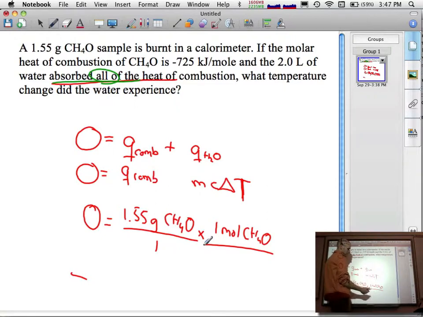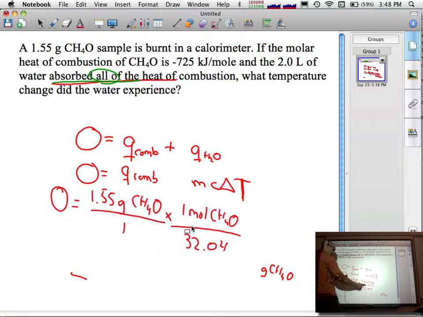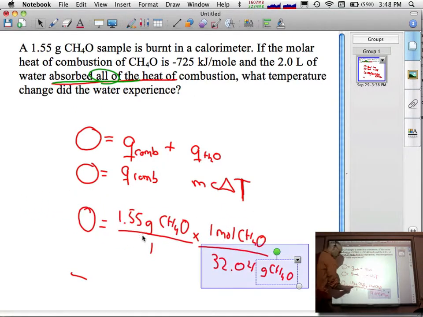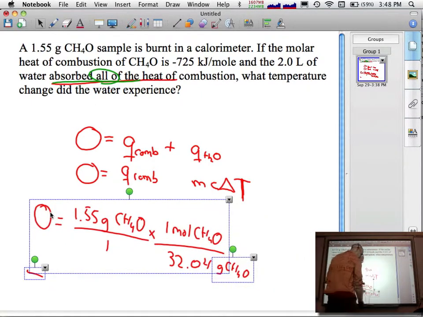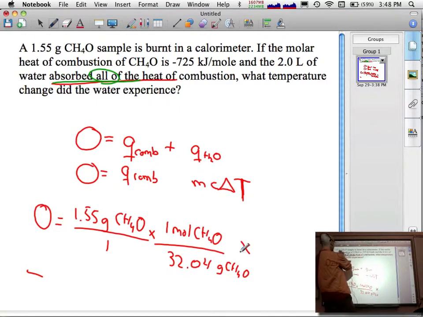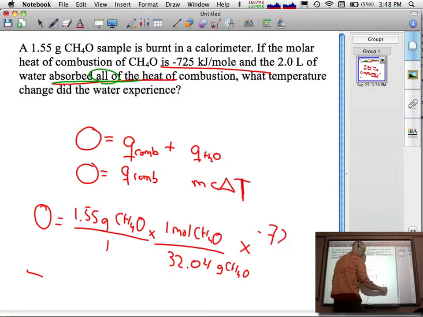12 plus 16, let's do it this way. 16 plus 4 is 20, plus 12 is 32. And there's going to be a little bit left over. I think it's 32.04 grams. I might be wrong. And then we're going to multiply all this times the heat, negative 725 kilojoules per mole of CH4O.